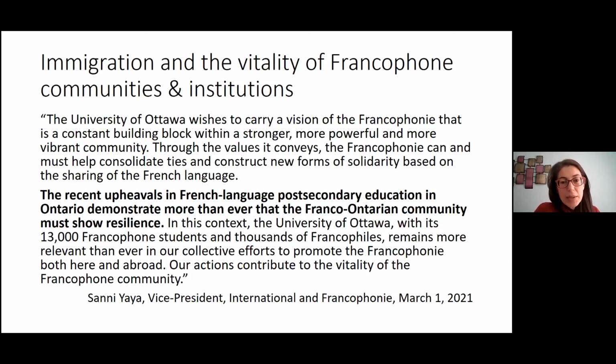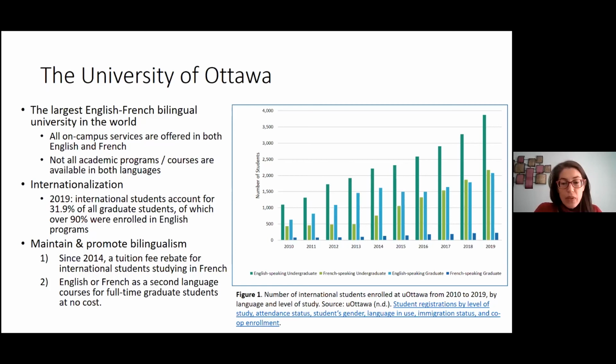So next slide. I'd like us to think a little bit about the complexity of language in the study of international students and broader issues of resilience of universities and different types of universities, the resilience of international students, but also of the communities where they go, and more broadly, Canada, our economic stability, our demographic vitality, and so on. The University of Ottawa is the largest English-French bilingual university in the world.